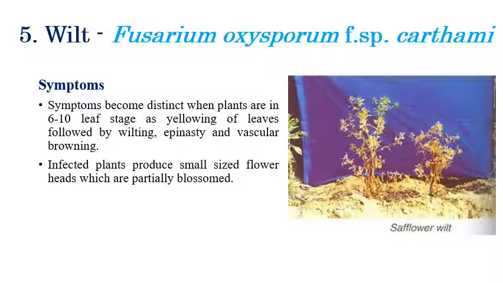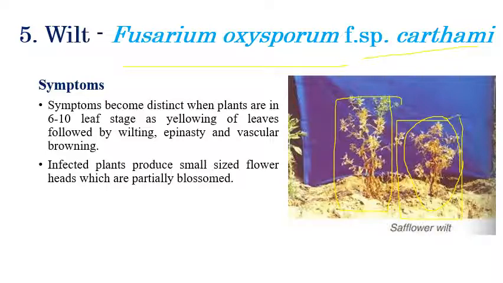And the next one is wilt, which is caused by Fusarium oxysporum f. sp. carthami. On the right side we can see the symptoms, which can mainly be seen at the 6 to 10 leaf stages. So yellowing of leaves can be seen. If we compare to a normal plant, the length of the plant is reduced. We can't say complete stunting, but the length of the plant can be reduced.